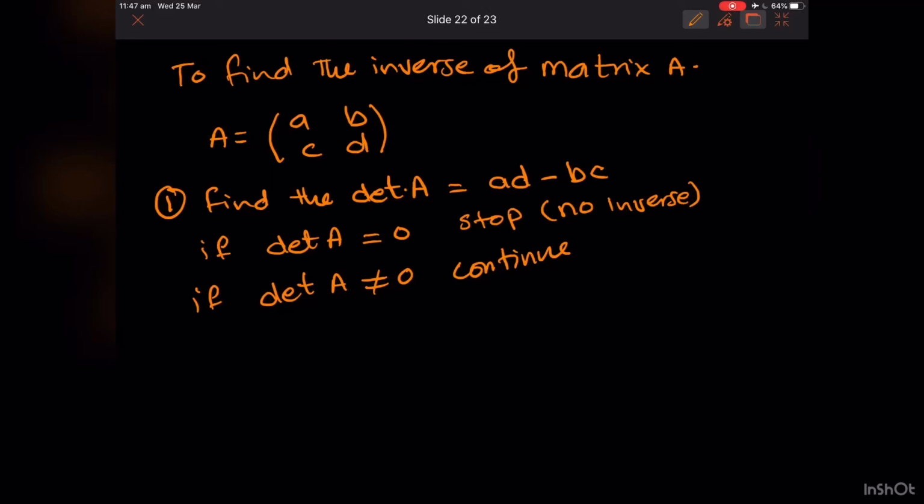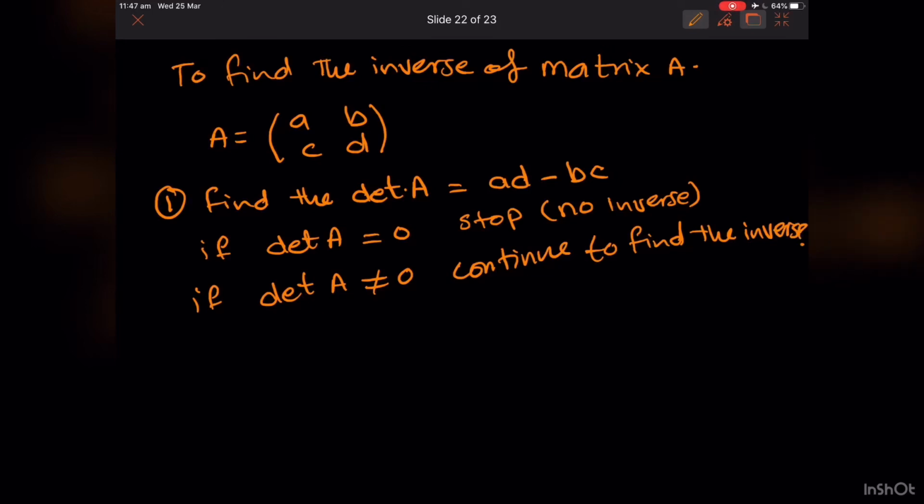If the determinant of A is not equal to 0, then you continue to find the inverse. So after you find the determinant, what you need to do is divide by the determinant. So it's 1 over the determinant. You need to find 1 over the determinant A.